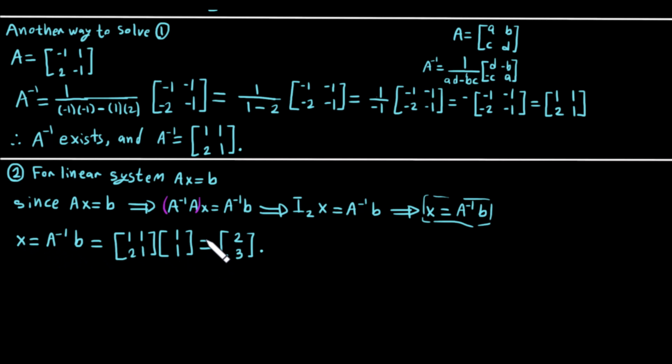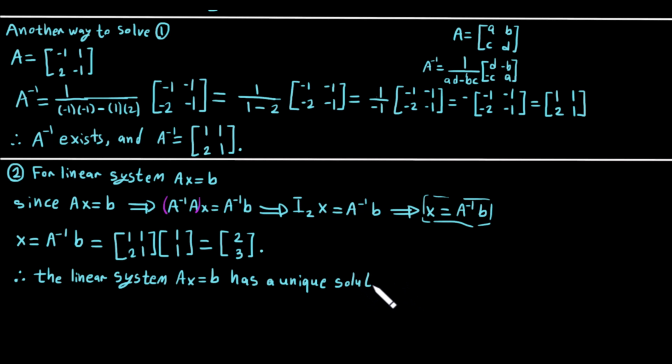So this is the solution for the linear system AX equal B. Therefore, the linear system AX equal B has a unique solution, which is x equal, and we know x looks like this, x1, x2 equal 2, 3.